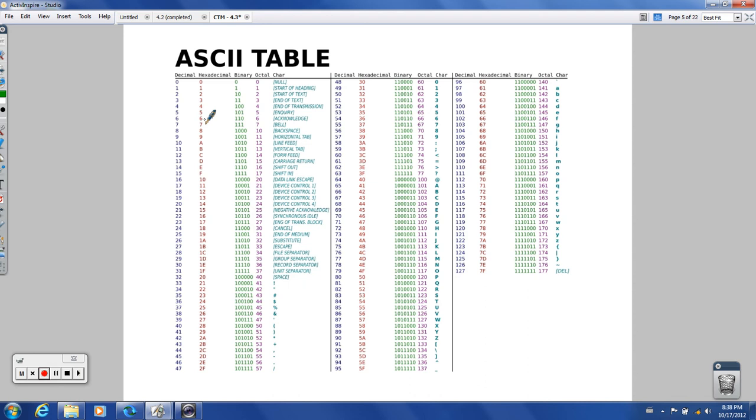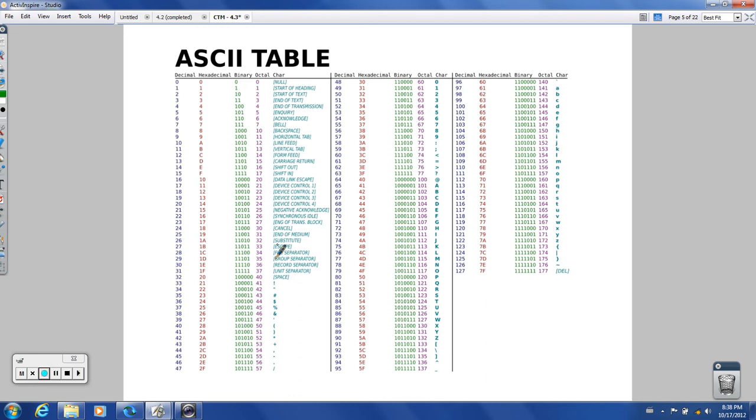Binary uses just zeros and ones. It just has two different digits. Hexadecimal, base 16, uses 16 different digits in a sense. We're saying A through F are also digits. And then octal uses just the digits 0 through 7, sorry. It's got 8 different digits there. And then all these things are represented by different stuff.